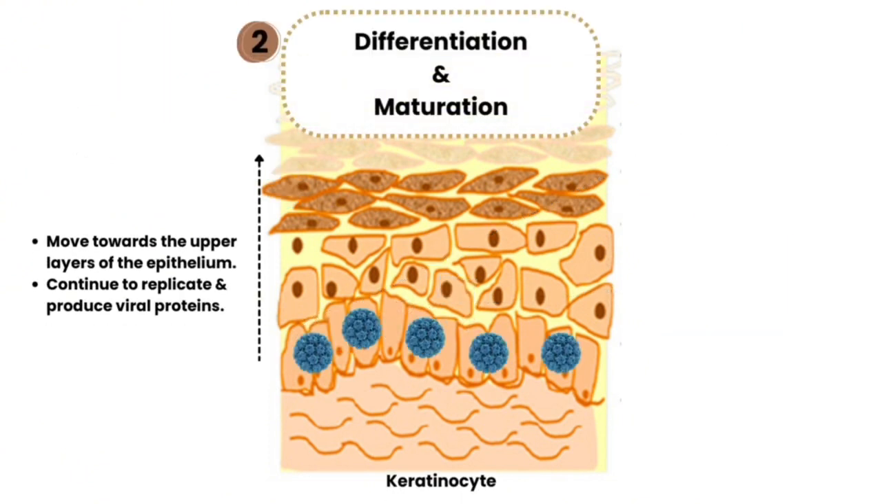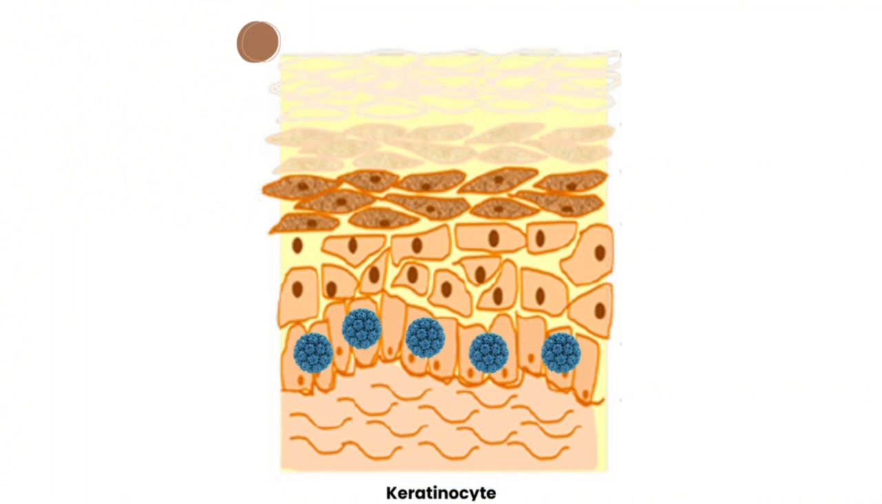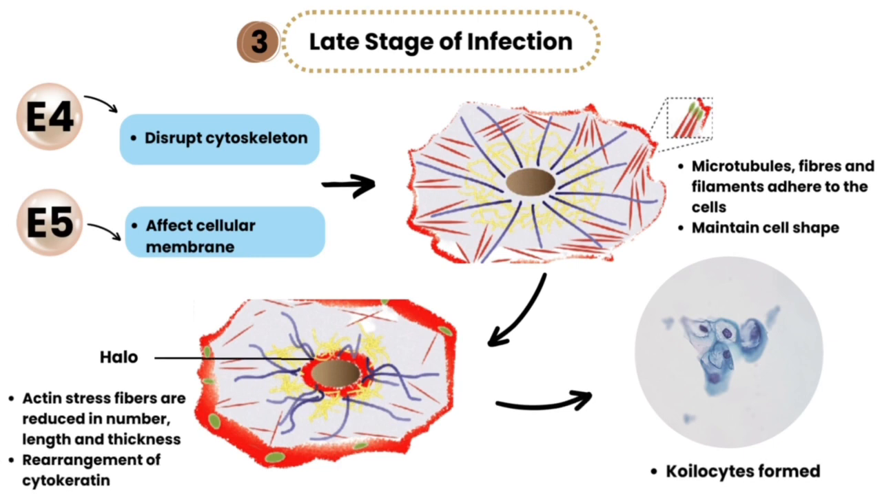As infected basal cells progress through differentiation and maturation, they undergo changes in gene expression and cellular morphology. The infected cells move towards the upper layers of the epithelium, where they continue to replicate and produce viral proteins. In the late stage of infection, E4 and E5 continue the role of forming koilocytes by disrupting the cytoskeleton and cellular membrane. The cytoskeleton consists of microtubules, fibers, and filaments. Normally, the fibers and filaments adhere to the cell and maintain the cell shape and structure.